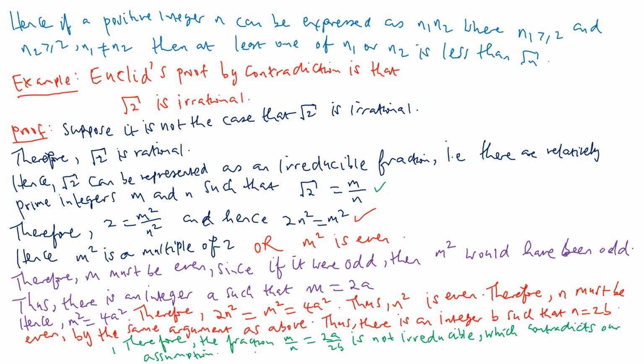Okay, I wanted to say, which contradicts our assumption that m over n is irreducible. We had assumed that n over m is irreducible. This contradiction completes the proof.